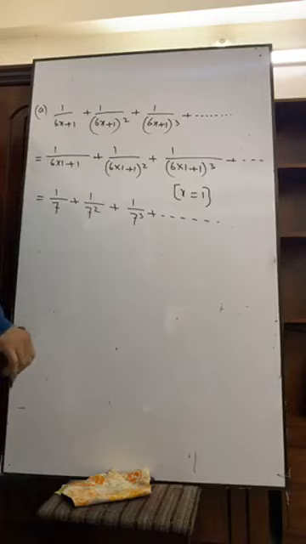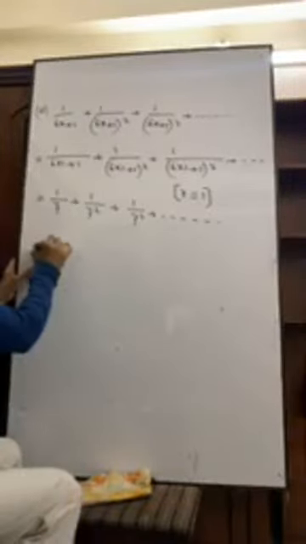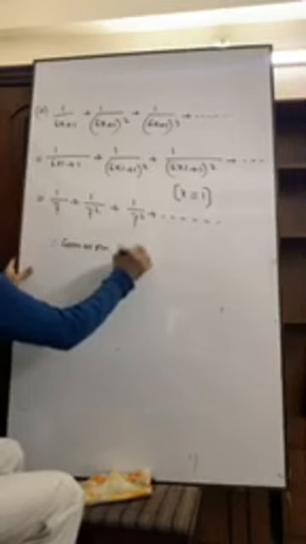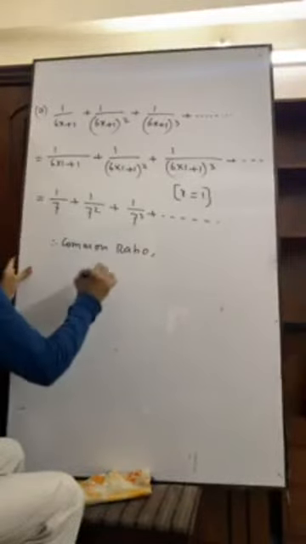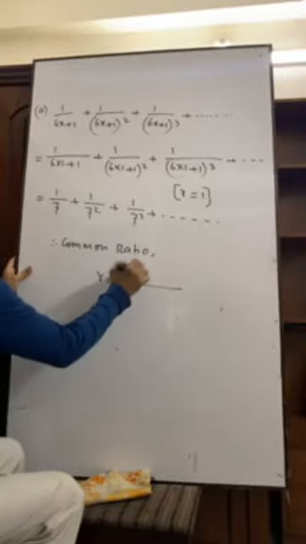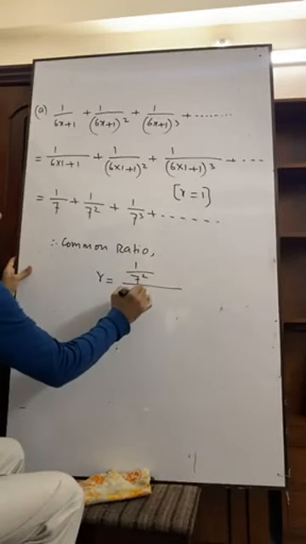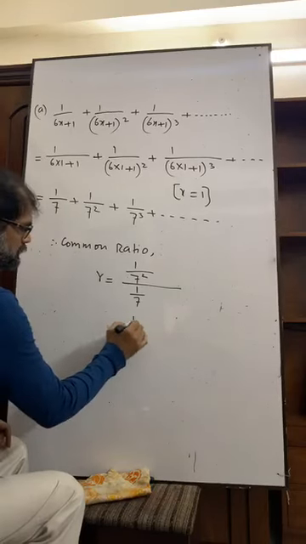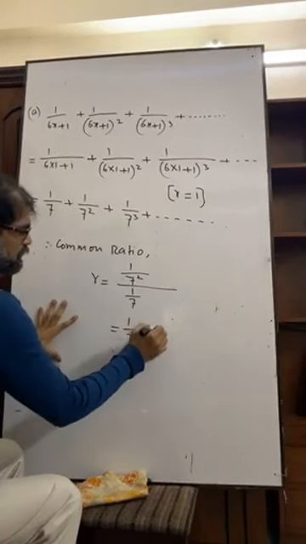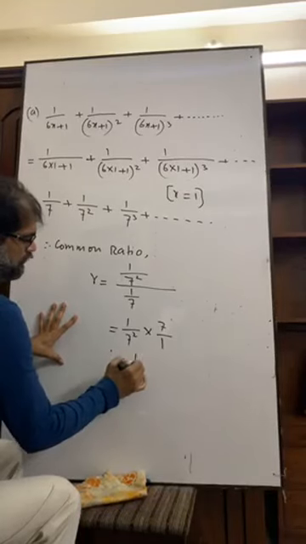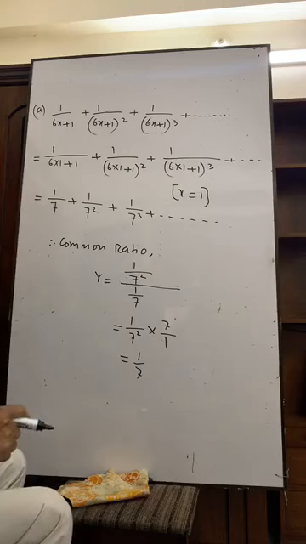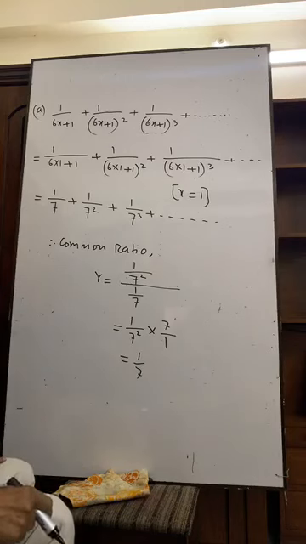We have to find the common ratio. Here, the common ratio, R is equal to second term by first term. So it is equal to 1 by 7 square into 7 by 1. That is 1 by 7. So the question number A is done.